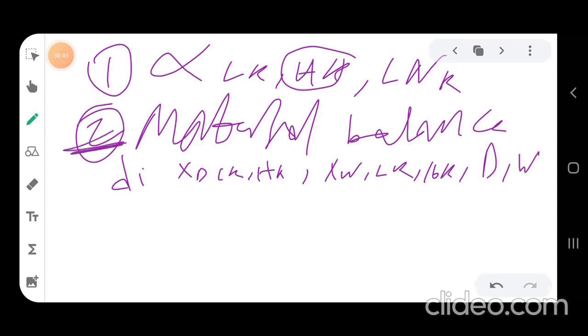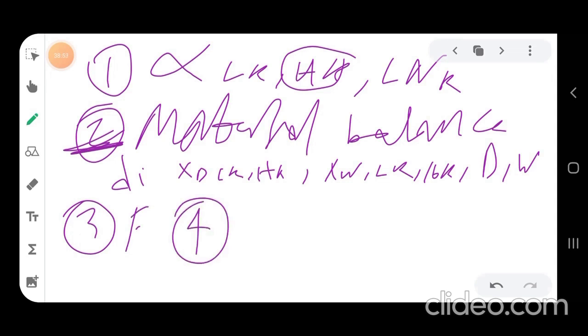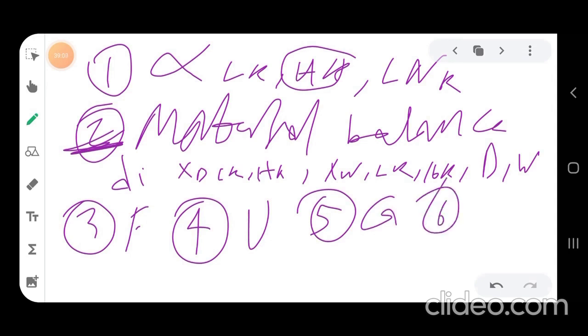Then the third step, I go with Fenske to find the N minimum. Fourth step, I go with Underwood to find R minimum. Fifth step, I go with Gilliland to find the number of stages. And then the sixth step, I use the Kirkbride correlation to find the feed location and the number of stages in the stripping and rectification sections.